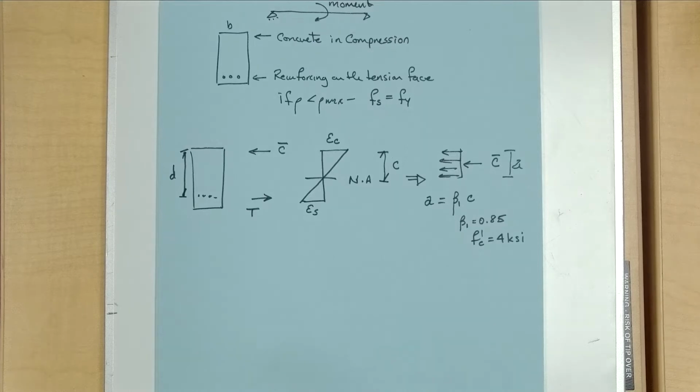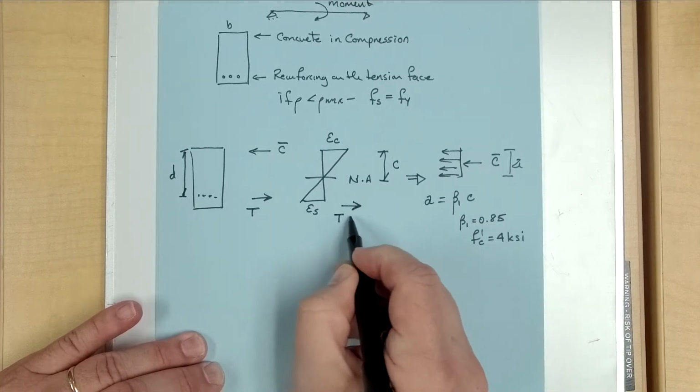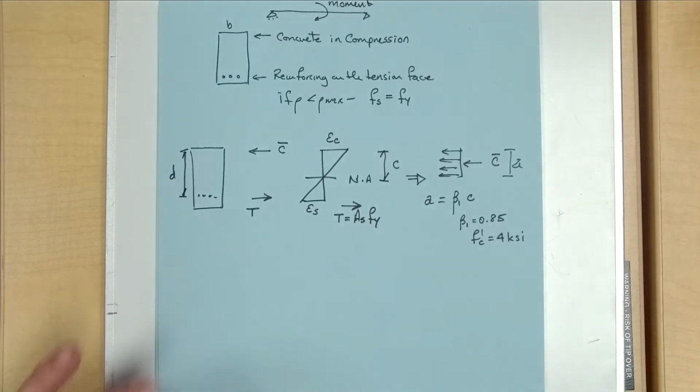The tensile strength, on the other hand, is equal to A sub S F sub Y. So long as the steel is yielding, then the stress in the steel is equal to the yield stress. That's not correct from a pure science point of view, but that is our engineering assumption. It's a conservative assumption.